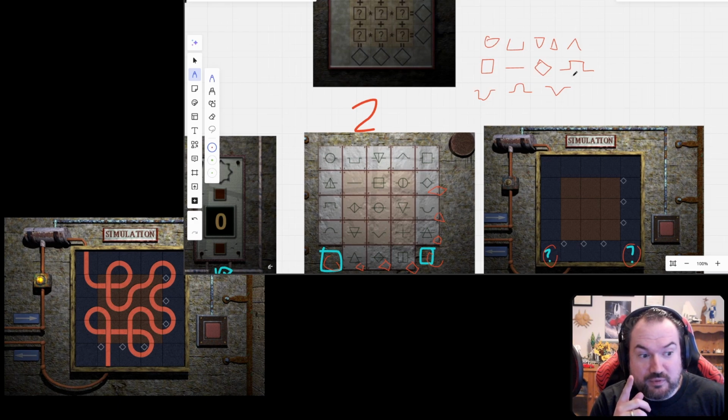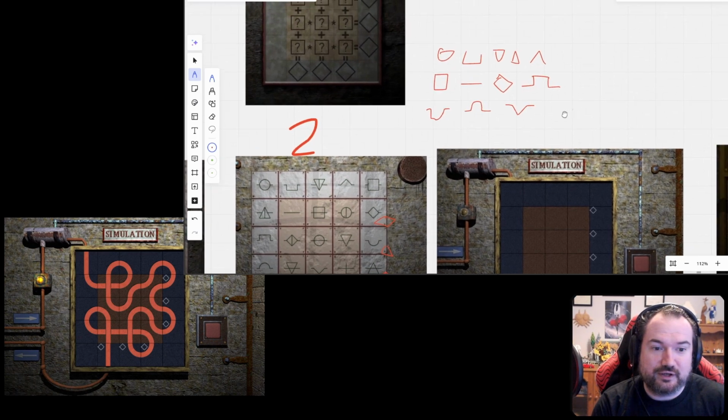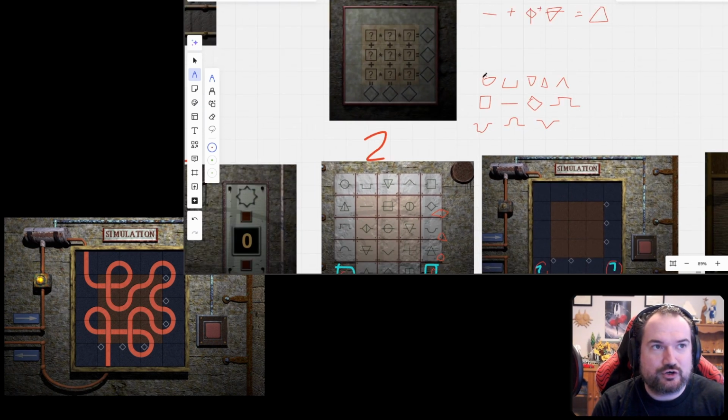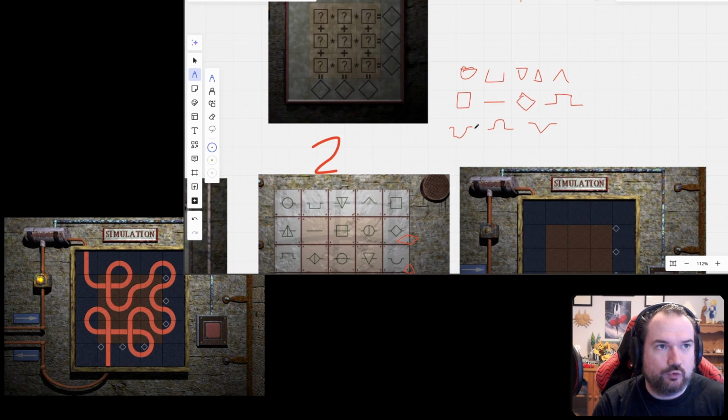So maybe flipping them is a modifier, not a thing. Because you can flip a circle, it looks the same. You flip a square, it looks the same. All of the ones that would look different if you flip them are included. But how many is here? 1, 2, 3, 4, 5, 6, 7, 8, 9, 10, 11, 12.